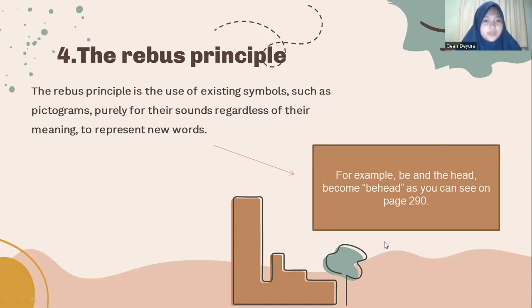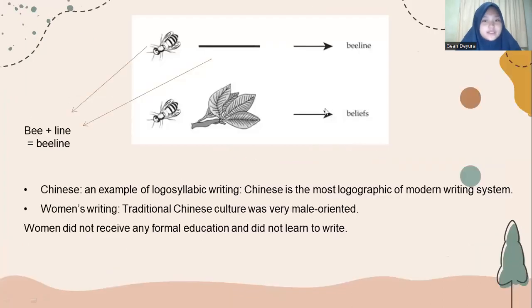For example, the bee and the hat. They have "be" and they have "had". The pictograms become "be had", as you can see on page 290. So, employing symbols that once stood for one-syllable words as syllables, not words, is called the rebus principle.